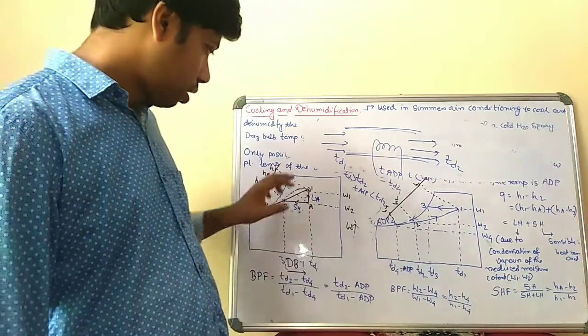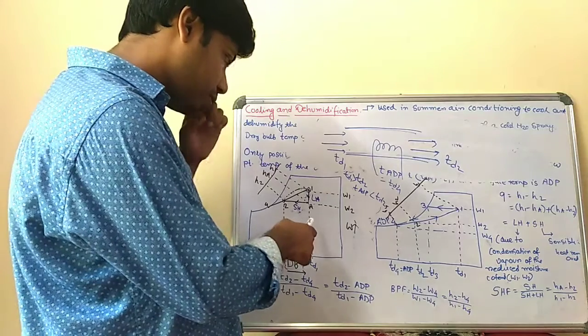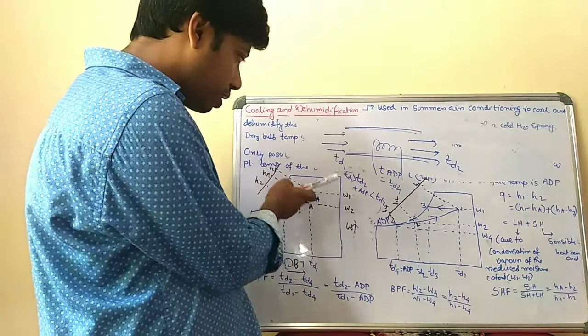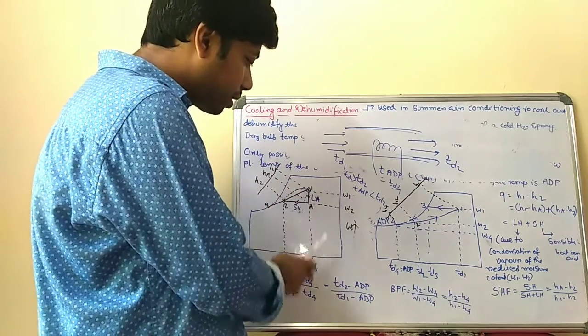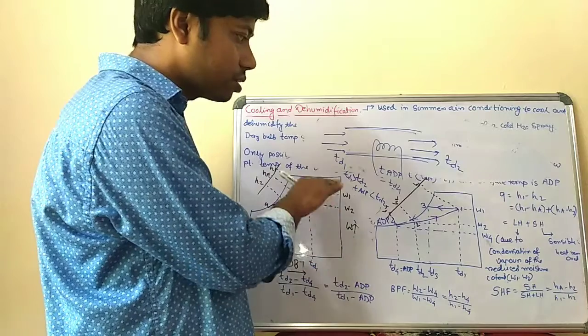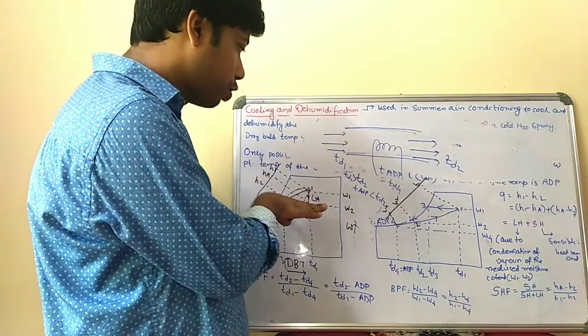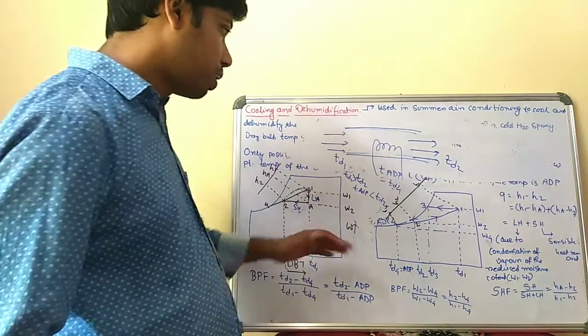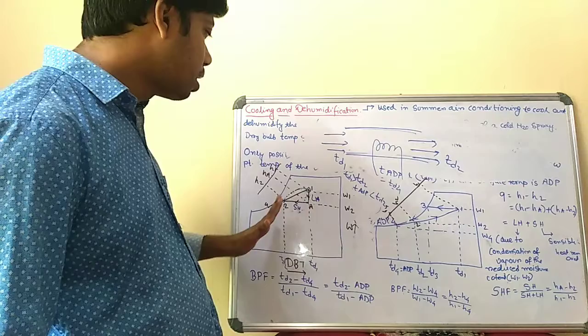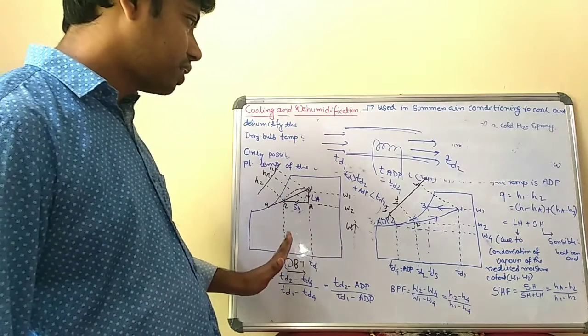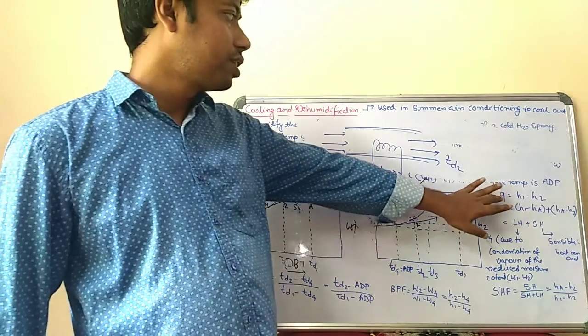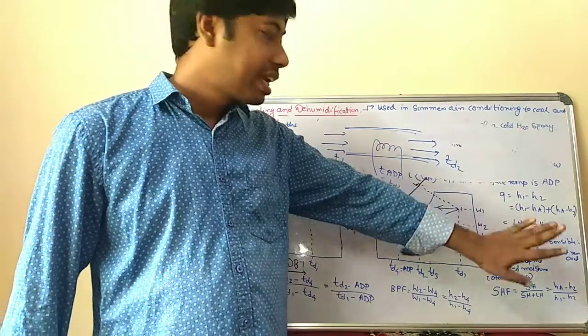Okay, the reduced moisture content, because in this process, when the latent heat is removed, the dry bulb temperature is constant, but the specific humidity is reduced from W1 to W2. When the sensible heat is removed, it only reduces the dry bulb temperature. That is the total heat removed, that will be LH plus SH.